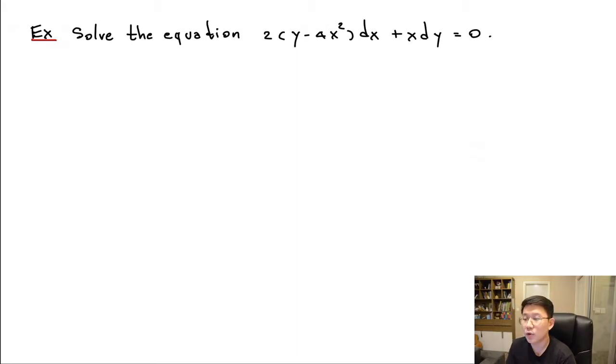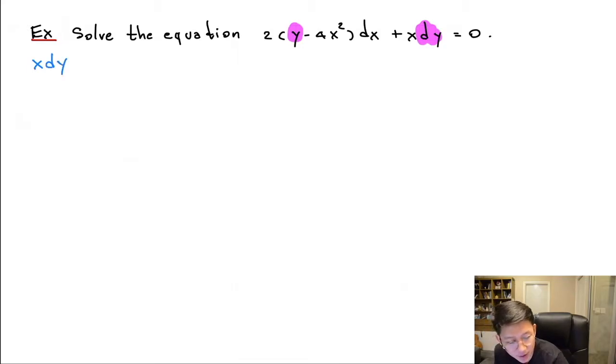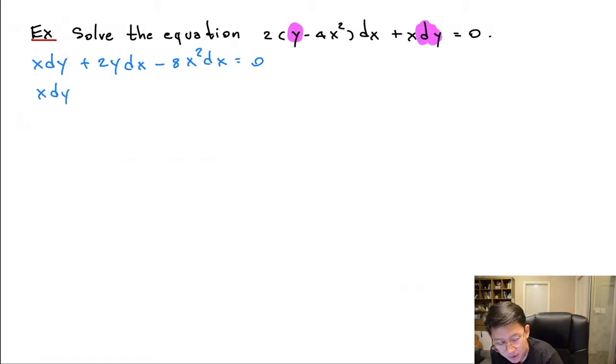If you look at this question, you can see you have dy here, and you have 1y here, and the rest is x. So first you need to be able to tell if it's a linear equation. If you can't, there's nothing else you can do. So here, what I'll do is write x dy, I'll move this to the front. x dy plus 2y dx, minus 8x squared dx equals 0. And then x dy plus 2y dx equals 8x squared dx.